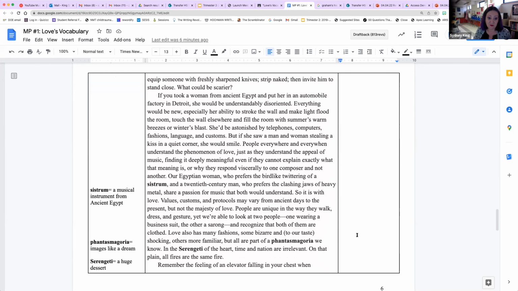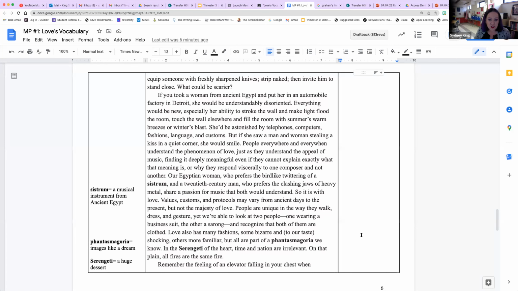What could be scarier? If you took a woman from ancient Egypt and put her in an automobile factory in Detroit, she would be understandably disoriented. Everything would be new, especially her ability to stroke the wall and make light flood the room, touch the wall elsewhere and fill the room with summer's warm breezes or winter's blast. She'd be astonished by telephones, computers, fashions, languages, and customs. But if she saw a man and a woman stealing a kiss in a quiet corner, she would smile.